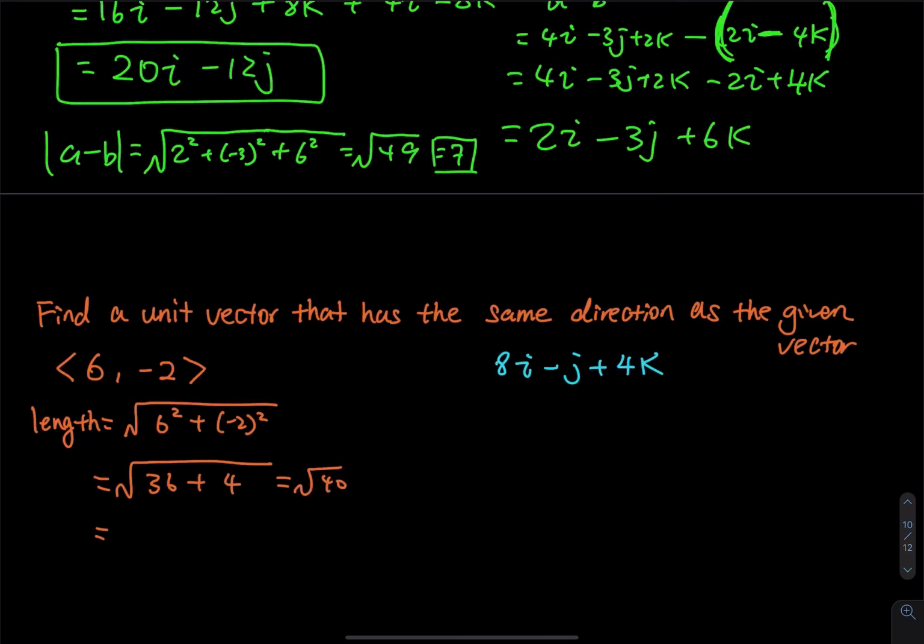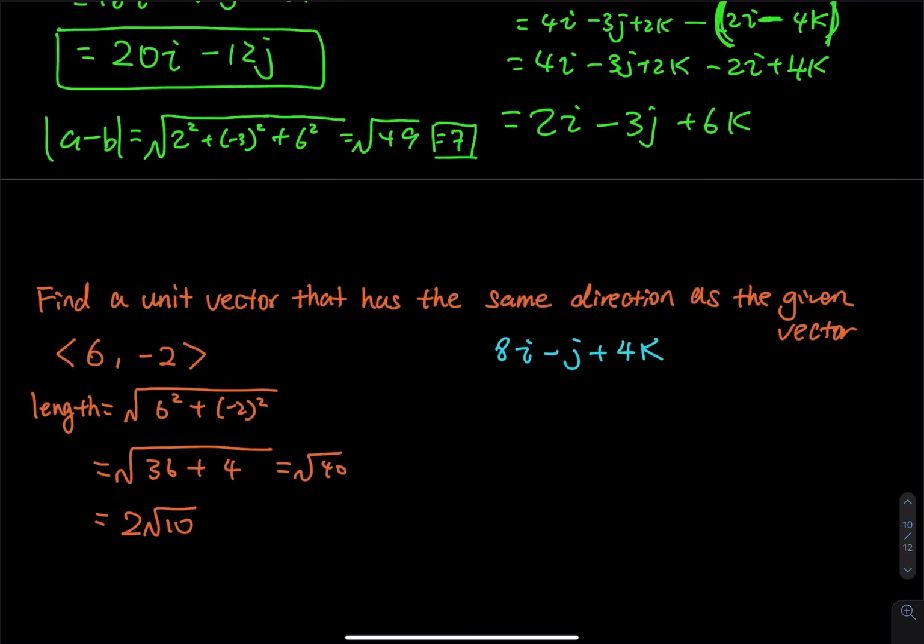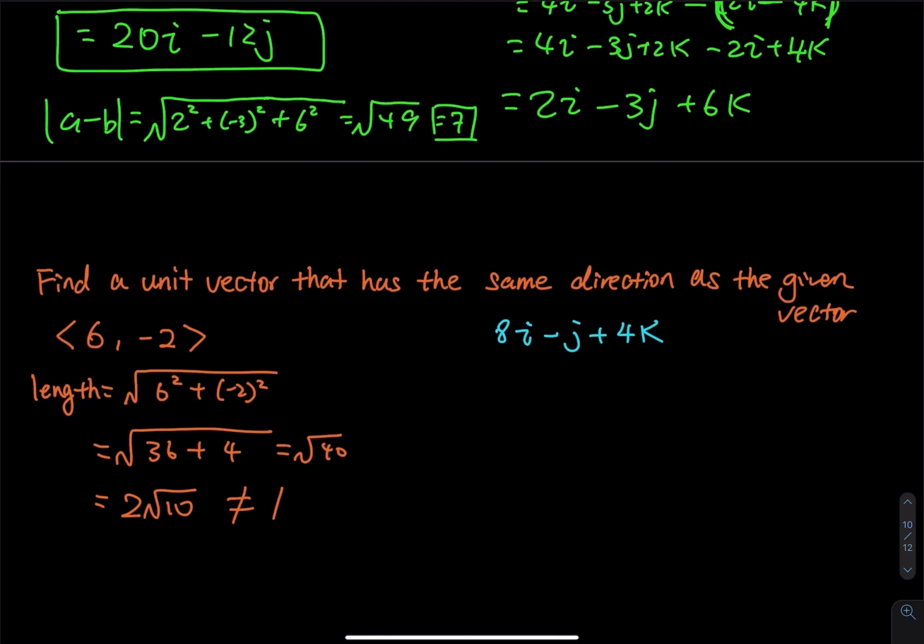And then 40 is 4 times 10, right? So that will be 2 times root 10. So this is the length, right? And then is this equal to 1? So this is not equal to 1. That means the given vector right here is not a unit vector.